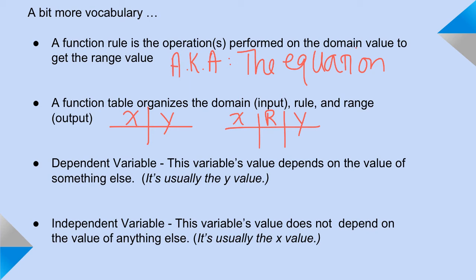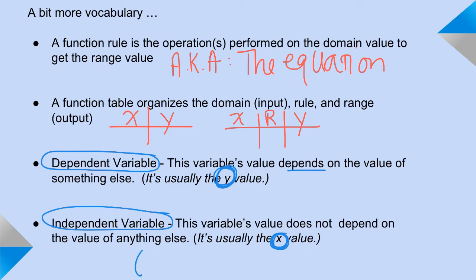Now here, this is important. We have a dependent variable. The value depends on something else, and it is the Y value. Not that it depends on the Y value, it is the Y value. The independent variable, that's the X value, and it does not depend on anything. So if I had an ordered pair, I'd have the independent variable followed by the dependent variable.